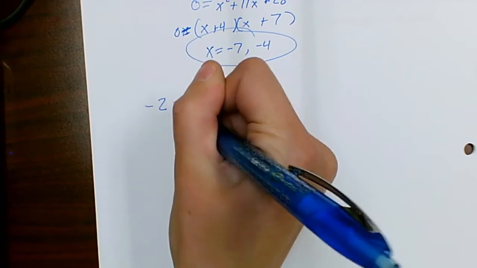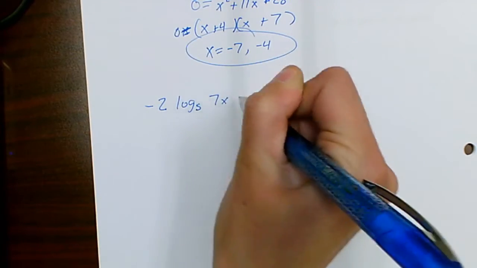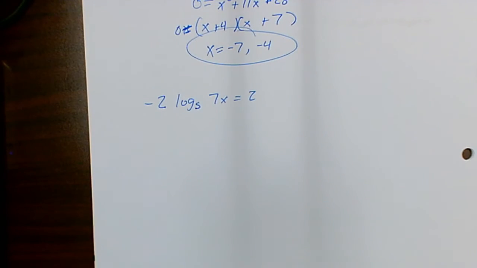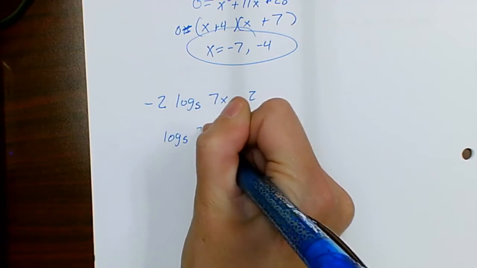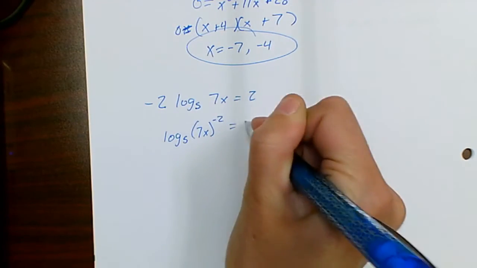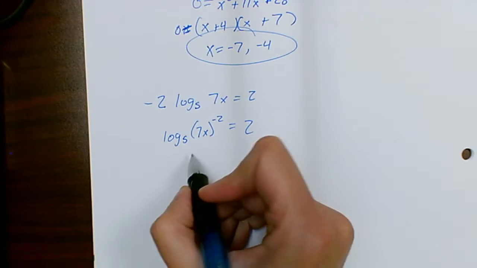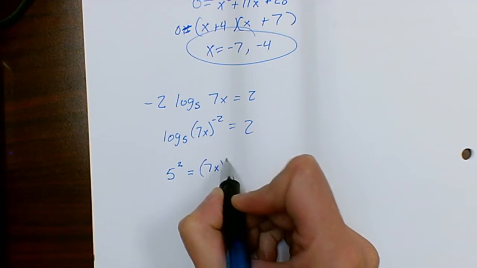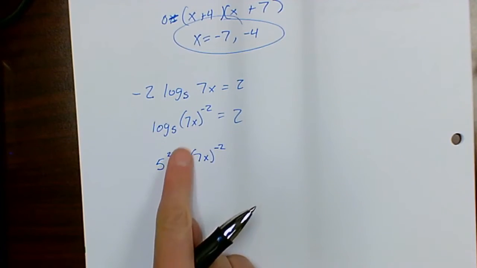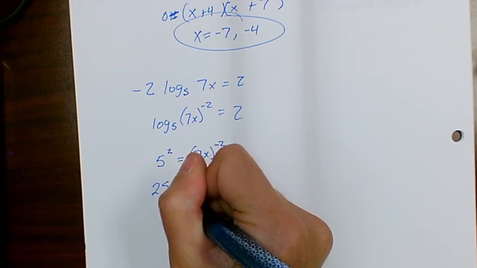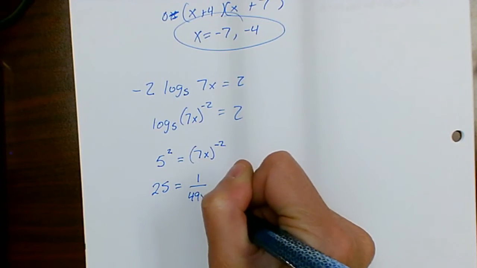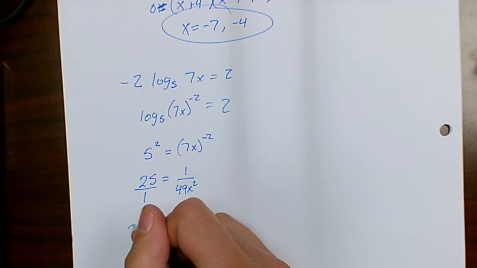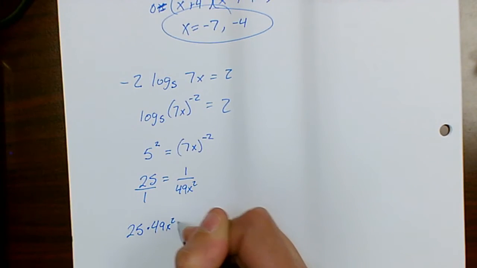Let's see here. -2 log base 5 of 7x equals 2. Again, this one we cannot drop the logs, but we can bring that coefficient up as a power. And then we have 5 to the second power equals 7x to the -2nd. Okay, 5 squared, so we get 25 equals 1 over 49x squared. And then this is a proportion, so 25 times 49x squared equals 1.